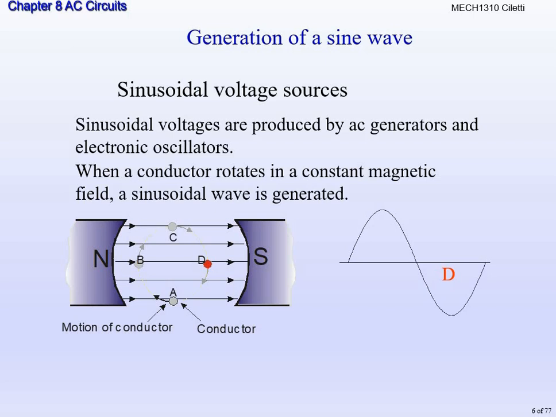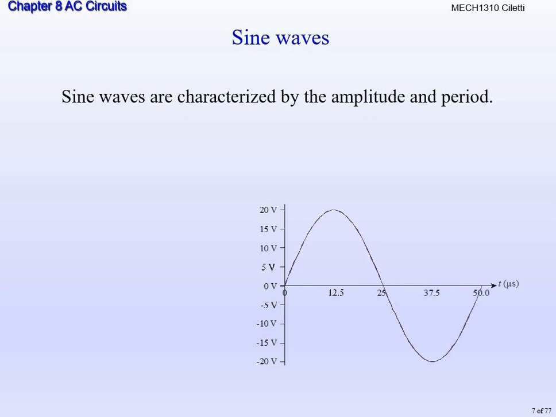So this is how it creates the oscillating waveform. It rotates around and around, constantly going A, B, C, D, A, B, C, D, and it's doing that a certain number of times a second, and that creates the waveform. That's how we're generating a sinusoidal voltage and current.